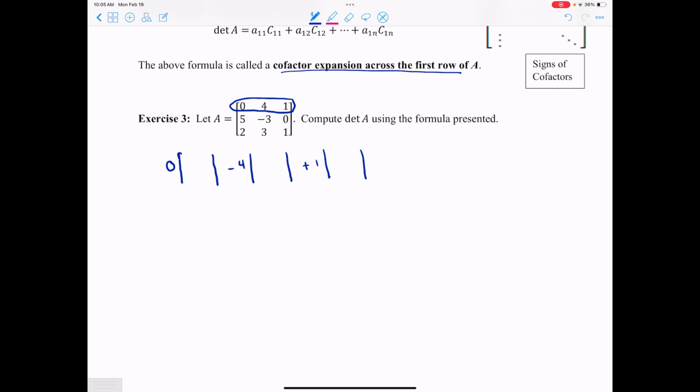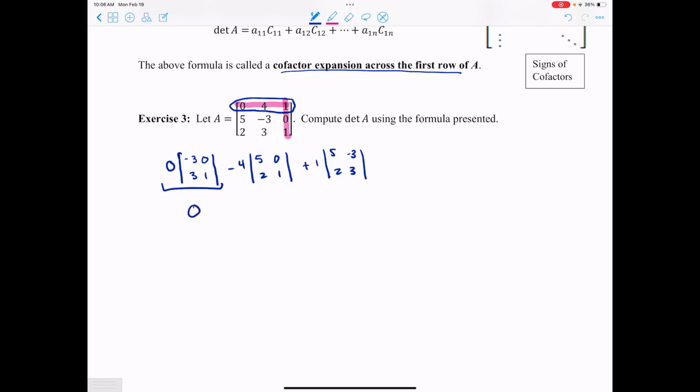The way we find the determinant that goes in each of these spots, you cross out the row and the column corresponding to that 0, and the numbers that are left are what go in here. So I have -3, 0, 3, 1. I'm going to do the same thing with the 4. Cross off those, and the 4 numbers I'm left with are 5, 0, 2, 1. And then with the 1, the ones that are left are 5, negative 3, 2, 3.